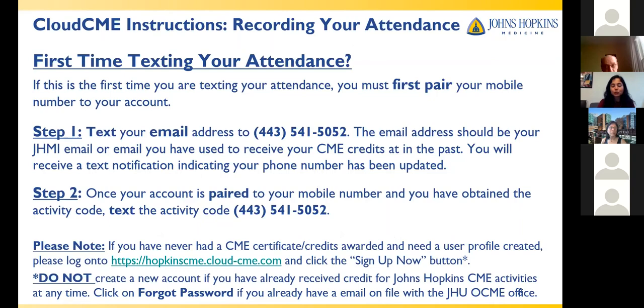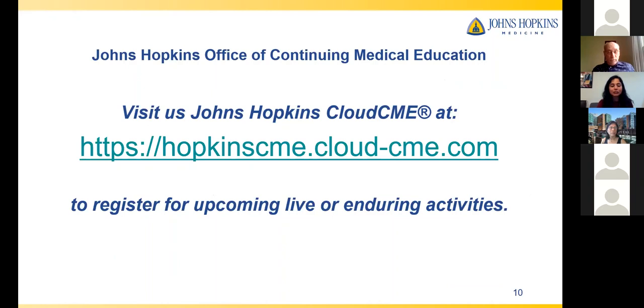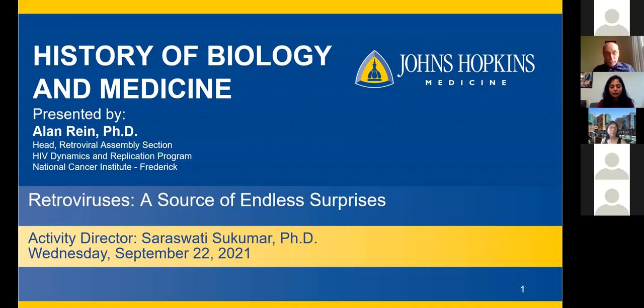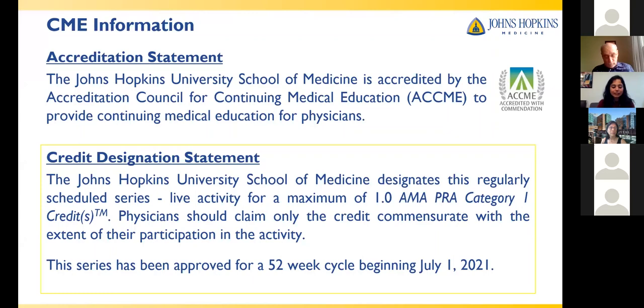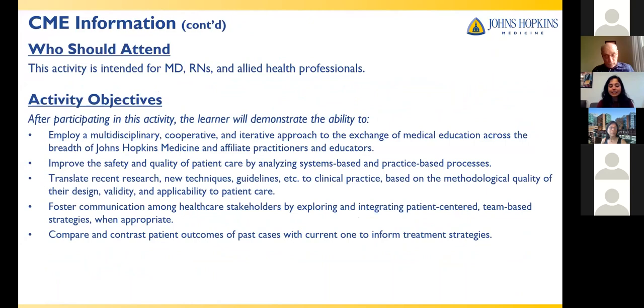Dr. Rein has been associated with the National Cancer Institute, NCI, since 1976. His research has dealt with a number of aspects of the biology and molecular biology of murine and human retroviruses, including virus assembly and maturation, viral envelope function, translational suppression, and pathogenesis. He served as head of the retroviral genetics section in the ABL Basic Research Program from 1984 to 1999. In 1999, he joined the HIV Dynamics and Replication Program of NCI as head of the Retrovirus Assembly Section and was also appointed to the prestigious NCI Senior Biomedical Research Service.